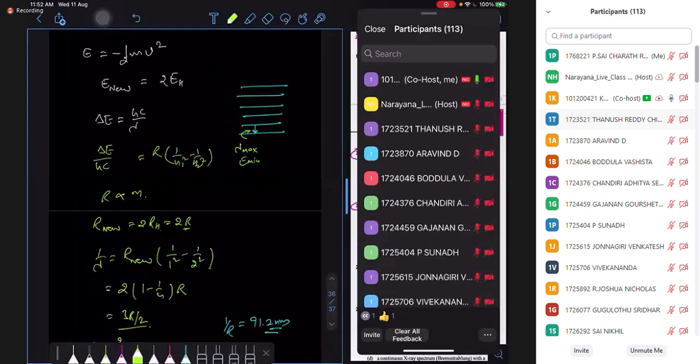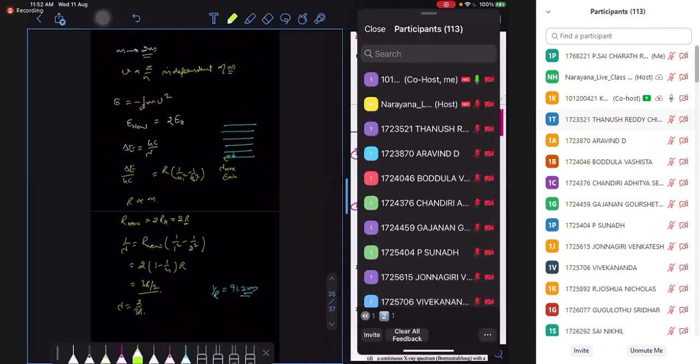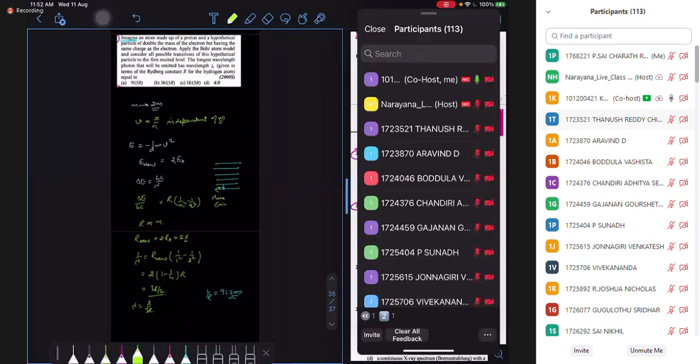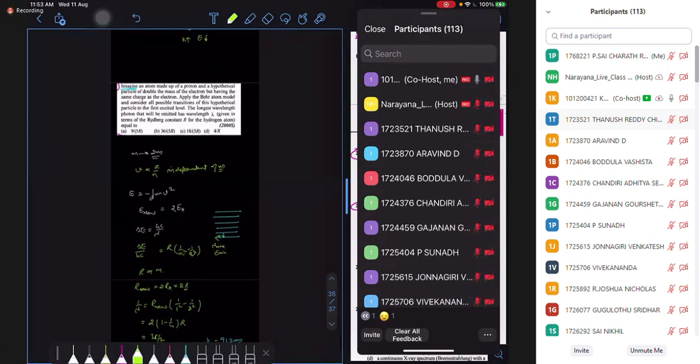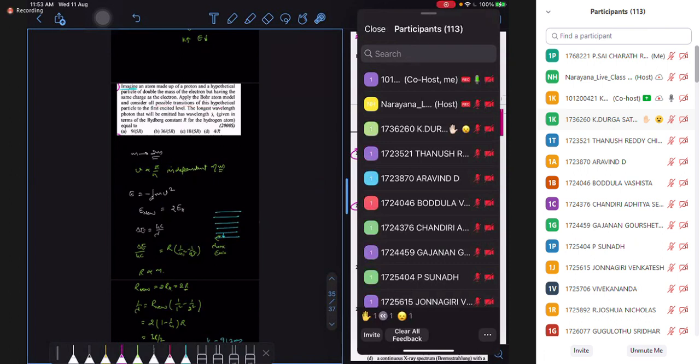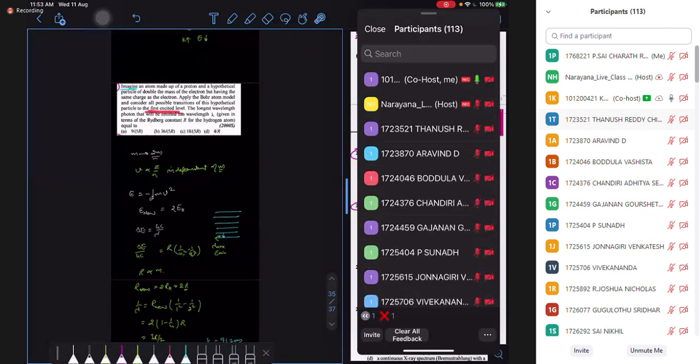Right, beta? No need to go exactly, just by proportionality you can get the idea. Oh, sorry, my mistake. He is making a jump. Consider all possible transitions of this hypothetical particle to the first excited level.